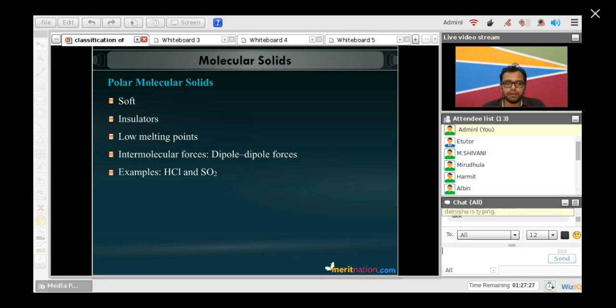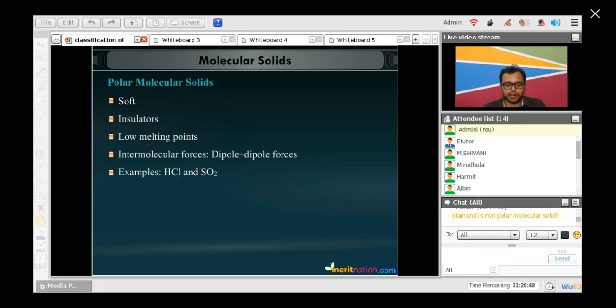Clear? Now the melting point of polar molecular solid is also low, right? It does not have a very high melting point because the bond in this case can be broken easily. The dipole force of attraction that exists between the molecules in a polar molecular solid is weak and can be broken easily. So that's why it has a low melting point. Examples of polar molecular solid are HCl and SO2.